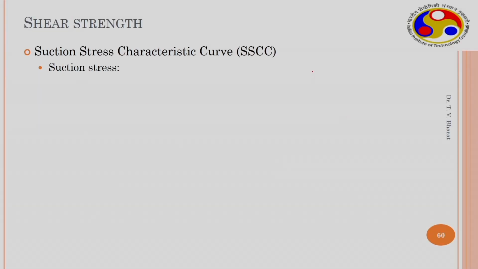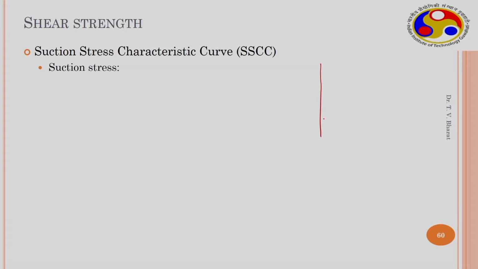Now, let us understand how the suction stress characteristic curve varies for different soils and how it is related to the soil water characteristic curve. We will define how it varies based on how the soil water characteristic curve regimes change. So, if this is the soil water characteristic curve for a given soil, the y axis is ua minus uw, that is the matric suction, and on the x axis volumetric water content is given. The SWCC varies in this particular manner.